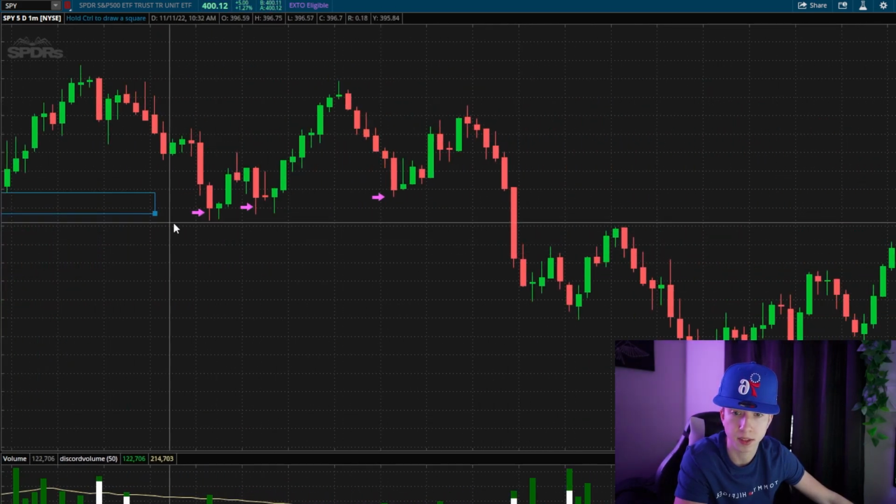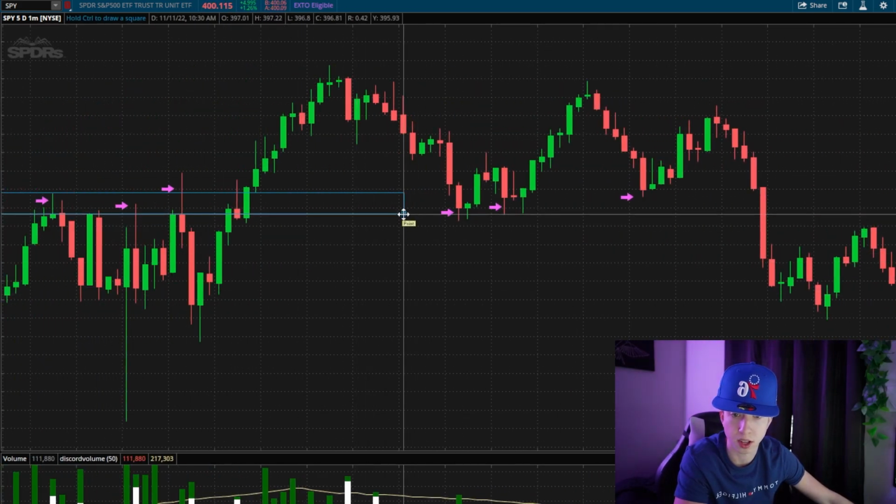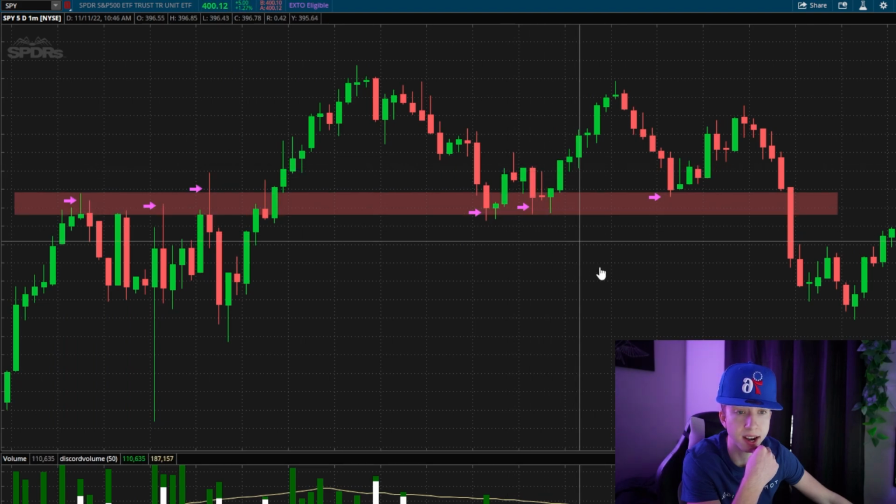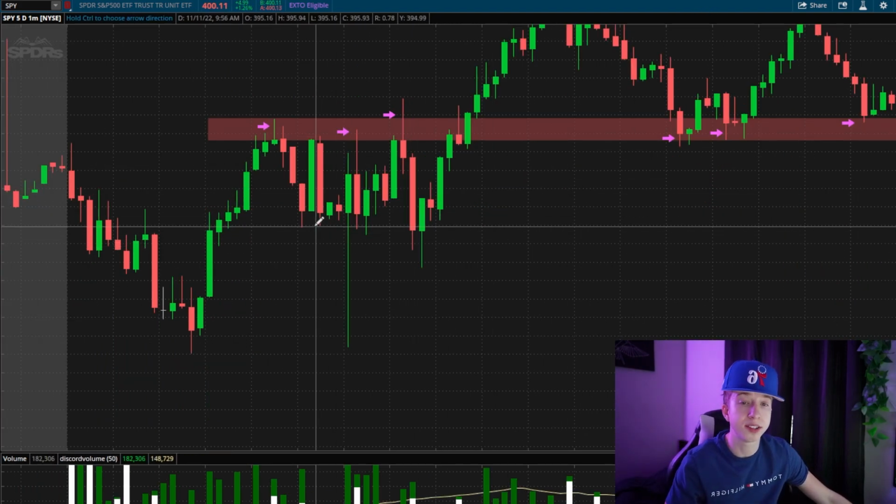We go over here, and we just drag it out, right? So the low of that right there. And then look, price is bouncing in that area. This is not an A-plus setup right here.